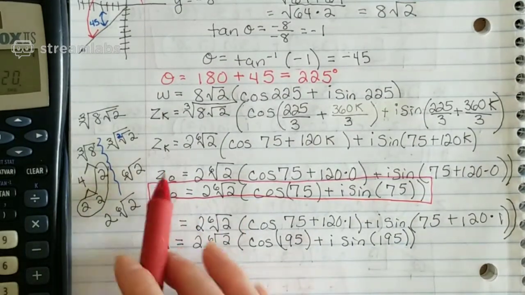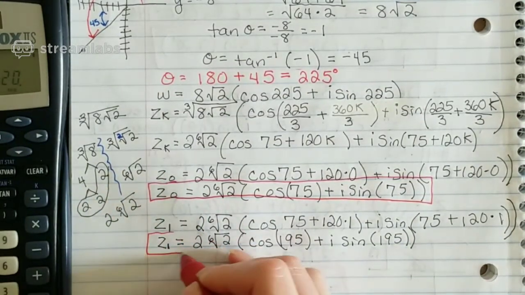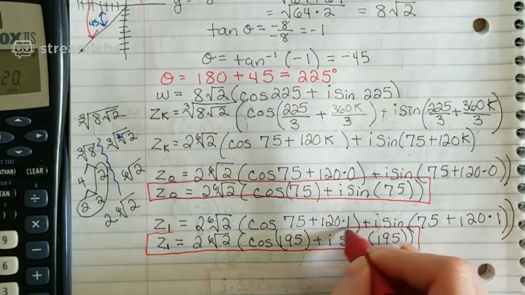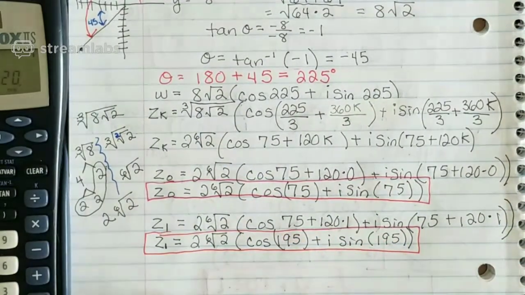So once you get the z sub k down, it goes a lot quicker. You're just plugging in your numbers for k. So there's the second answer.